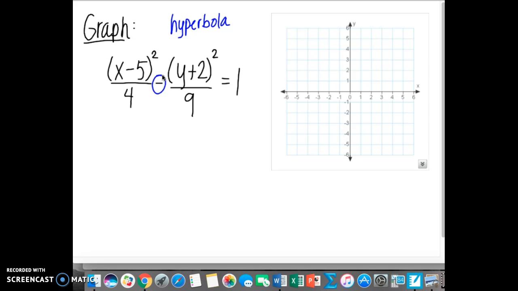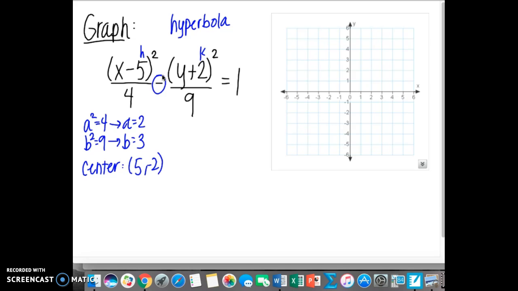For hyperbolas, the a squared and the b squared term are always in the same spot. So we know that a squared equals 4. That tells us that a equals 2 and b squared equals 9, so b equals 3. We also know our h, k values right away. H always corresponds with x and k always corresponds with y. So we know that the center will be at (5, −2).